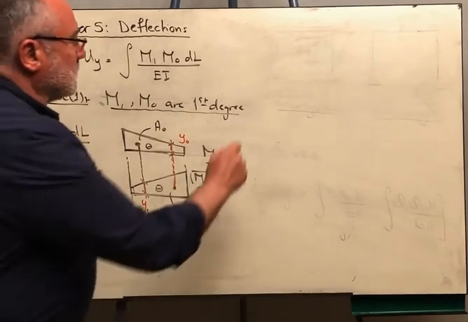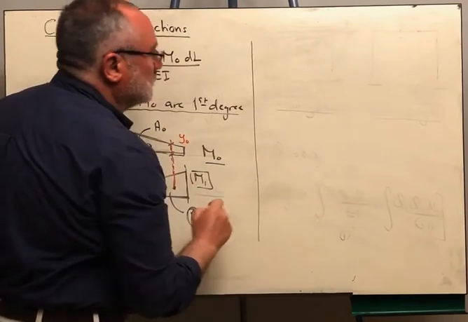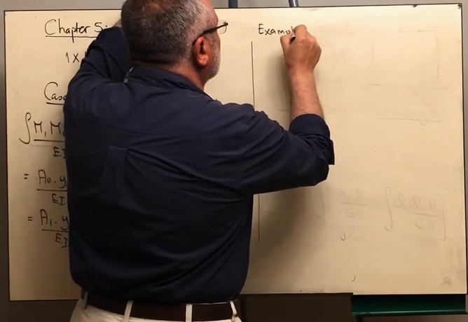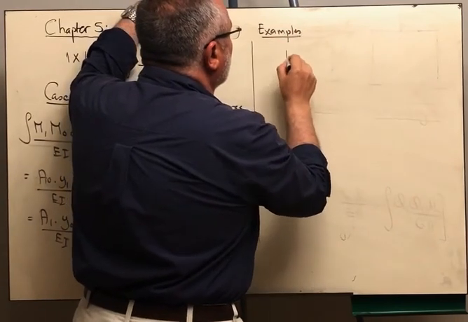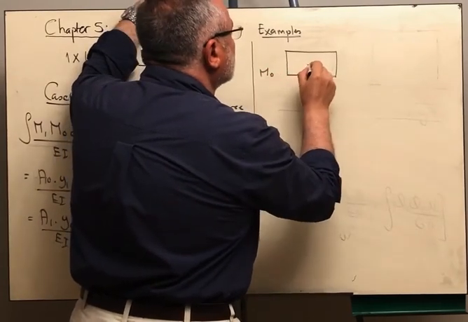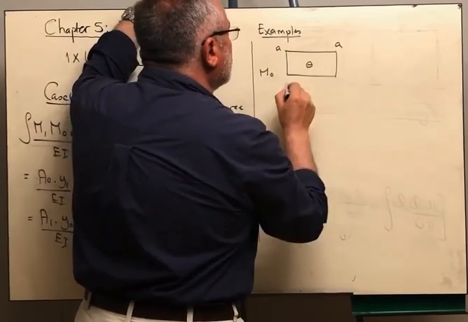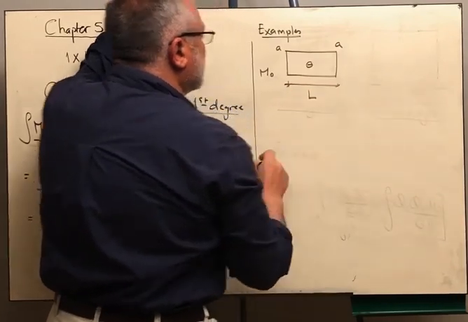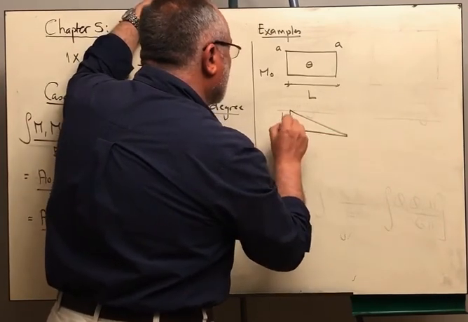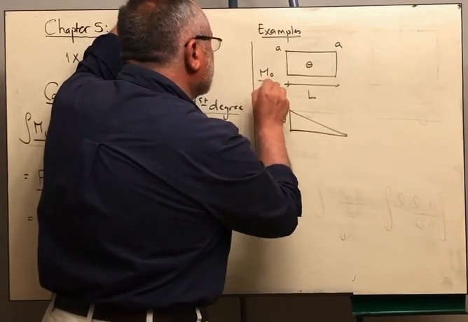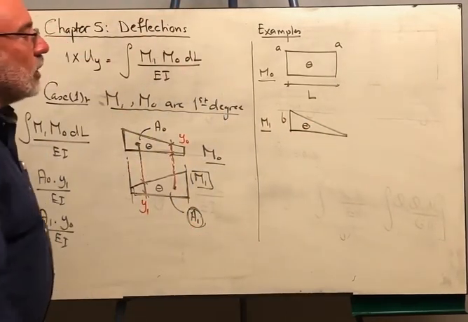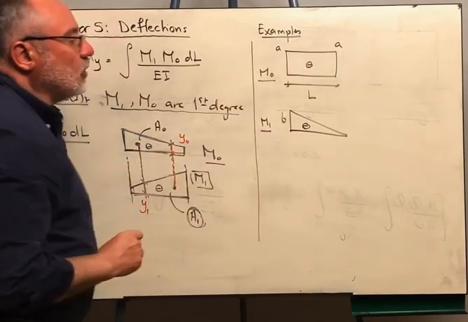Let us have examples. Now imagine that we are having, this is the M naught diagram, it is negative and its value is A. This is L. The corresponding M1 diagram is a triangle like this. I want to integrate this rectangle on the triangle.